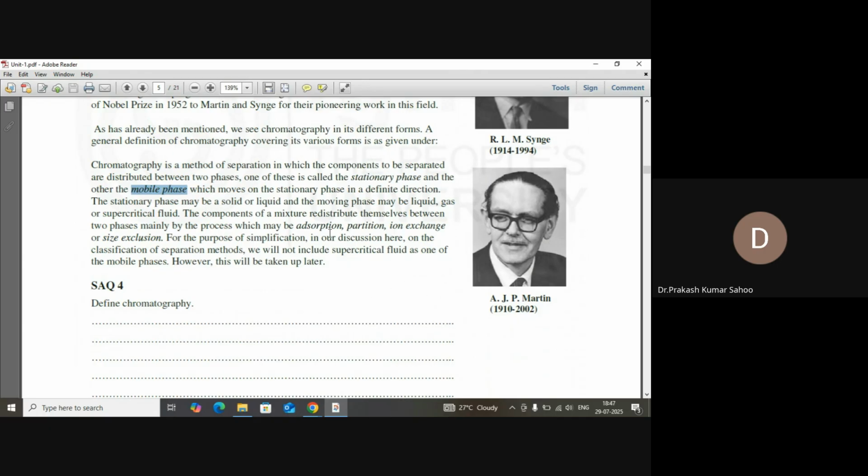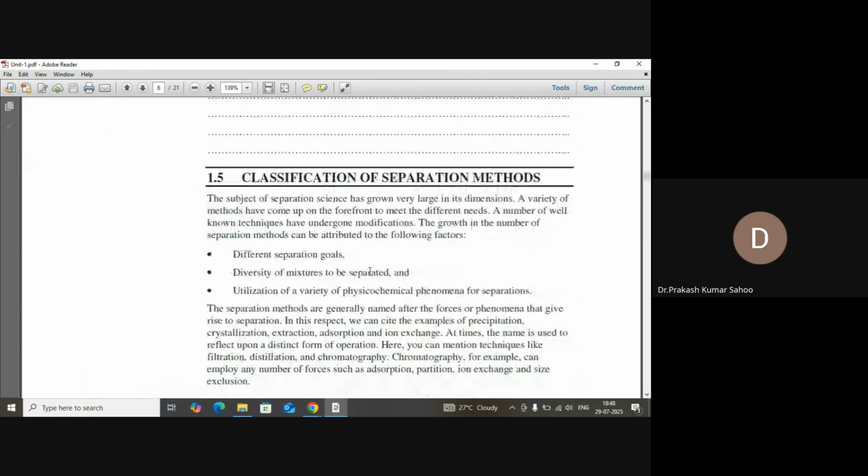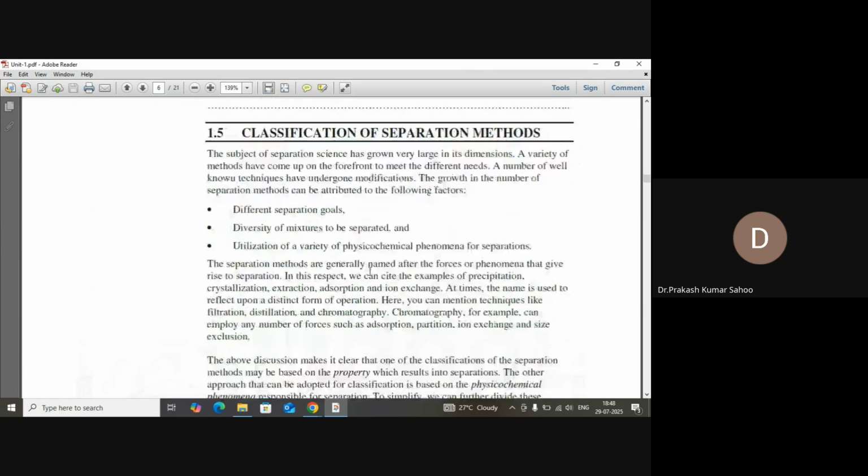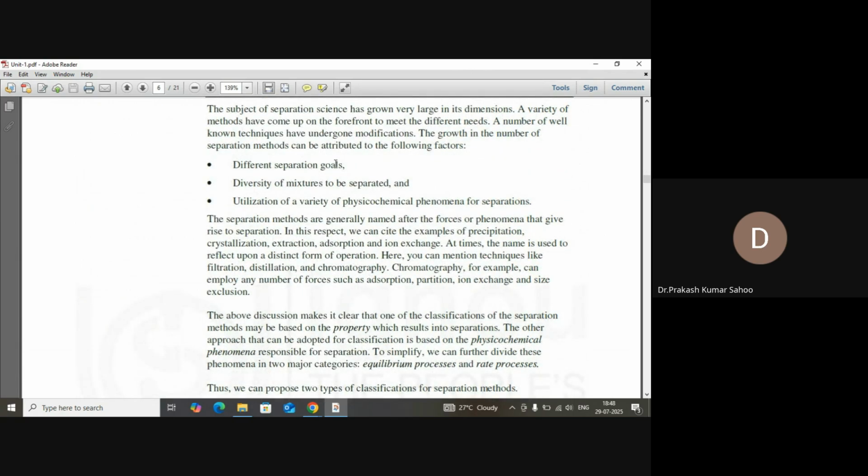So depending on the adsorption, partition, ion exchange, and size exclusion, we have different types of chromatography techniques, which we will discuss in our later part. The classification of separation methods: depending upon the separation goal or diversity of the mixture to be separated, we utilize a variety of physicochemical phenomena for separation.